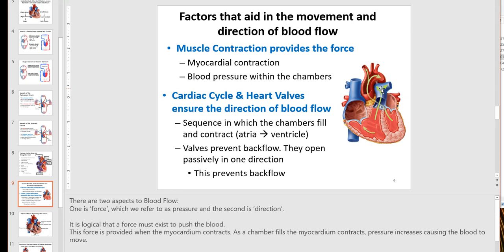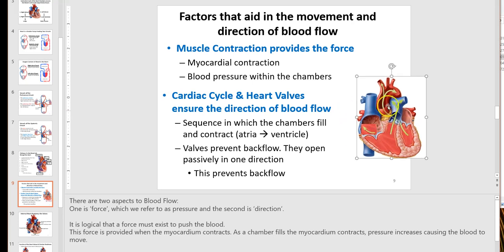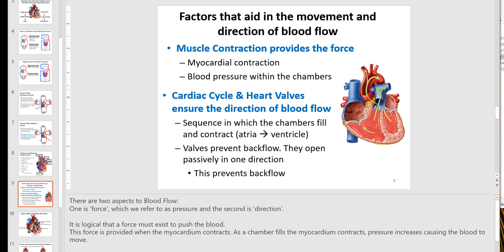Now the sequence in which this chamber has filled compared to when the atrium fills, that has a lot to do with the direction that blood is going to flow. For example, the atria contract first, so blood goes down to the ventricles.